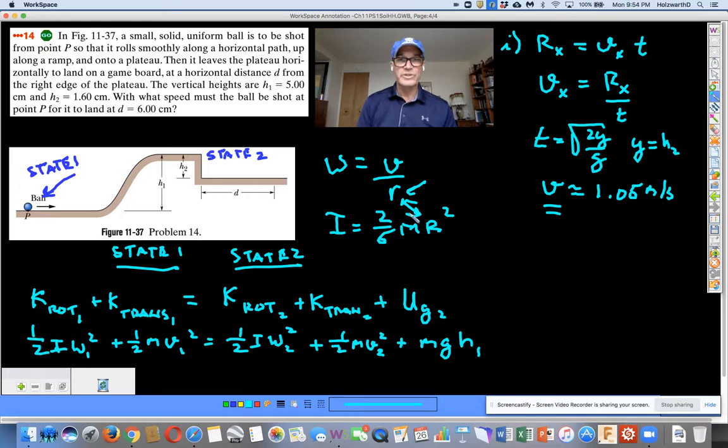And here's the velocity, just so you can compare your answer. This is the velocity that the ball was shot with, okay, at point P. So the velocity at P is 1.34 meters per second. So that's what you should get.